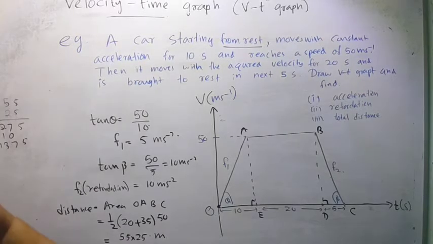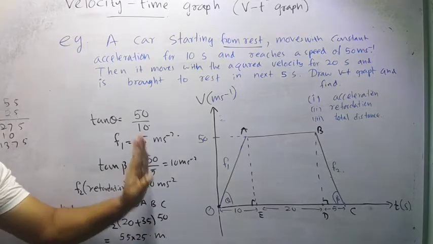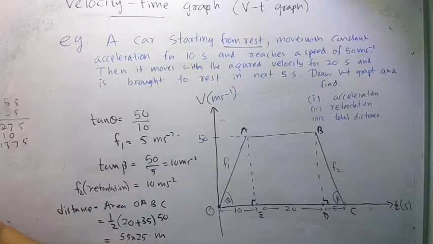Right. So yeah, you can see. So the distance is 55 into 25. So calculate the amount of distance and write it down.